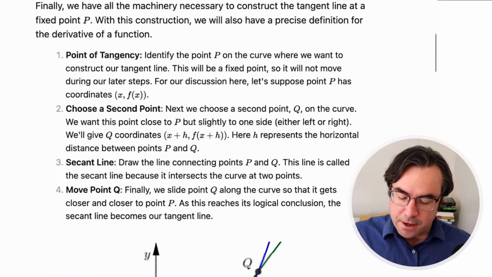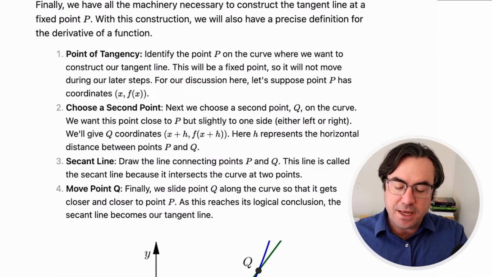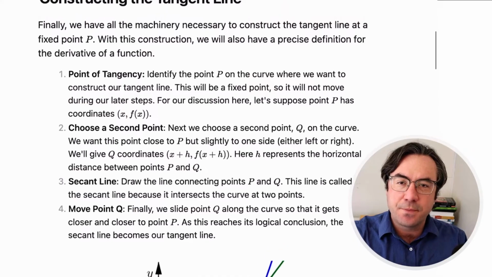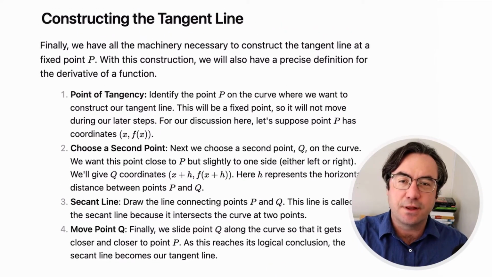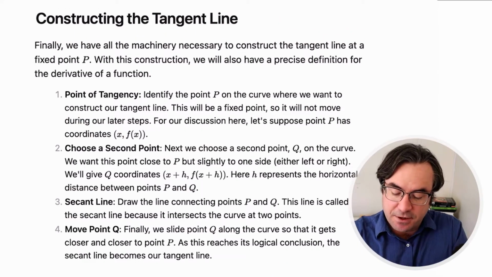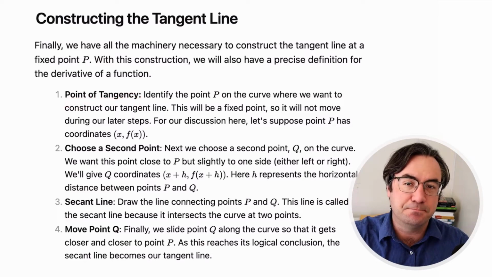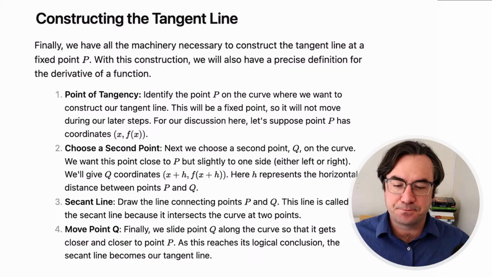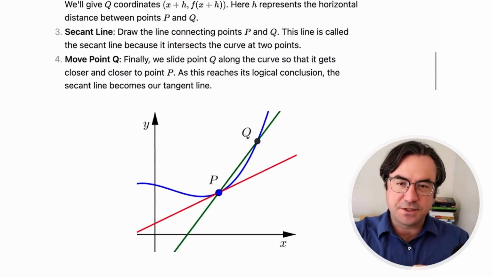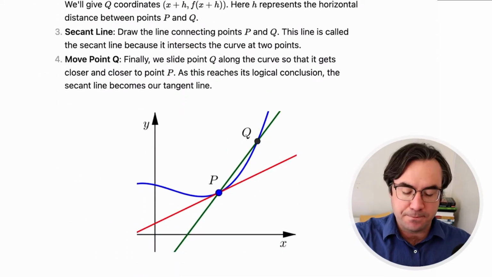All right, so first step is if we have a curve and we want to construct our tangent line, first step is figure out the point of tangency. So we're going to call this point P. And this point stays fixed. So we're going to look at this little graphical example here.